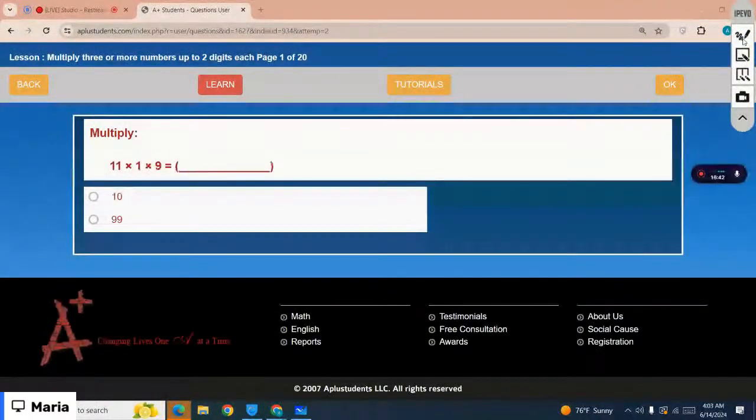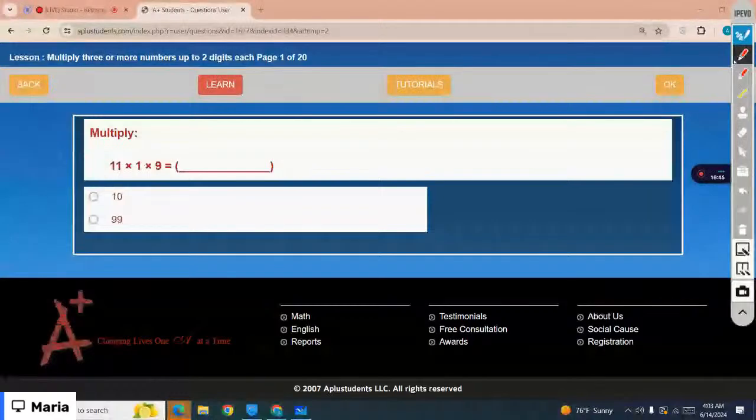9. So let's just make a pair of numbers, multiply, and then multiply the third number with the product of the first two numbers. So I'm going to start with 11 times 1. 11 times 1 is 11. Now you have to multiply the product of the first two numbers with the third number. So 11 times 9 is 99. The correct option is 99, right? Option number 2 is the correct option. Got it?